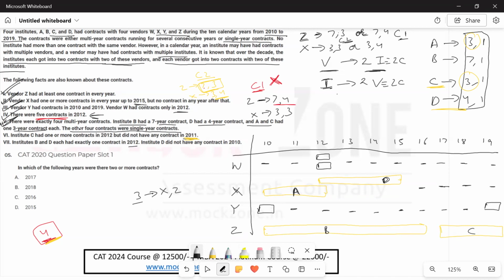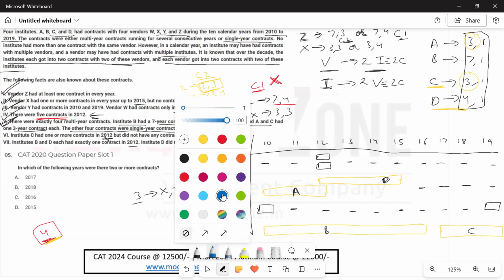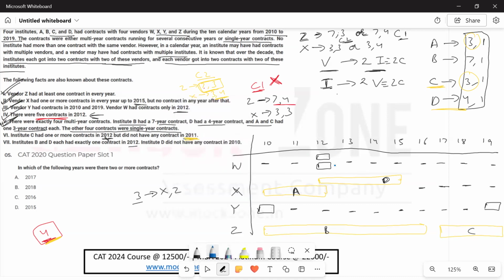Now the question says that the statement number 6 says that Institute C had one or more contacts in 2012. In 2012, what all contacts are there? One is Z, one is of Z, but that is of B. One is of A, 2 are of X, but that is of A and D. So C has to have a minimum one contract in 2012. So that can come by who? By W. We know that one of these contract is definitely C?